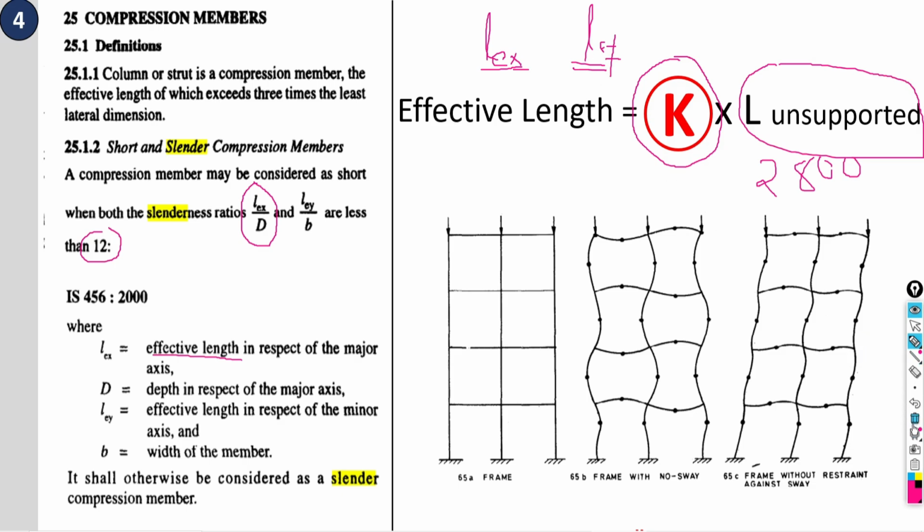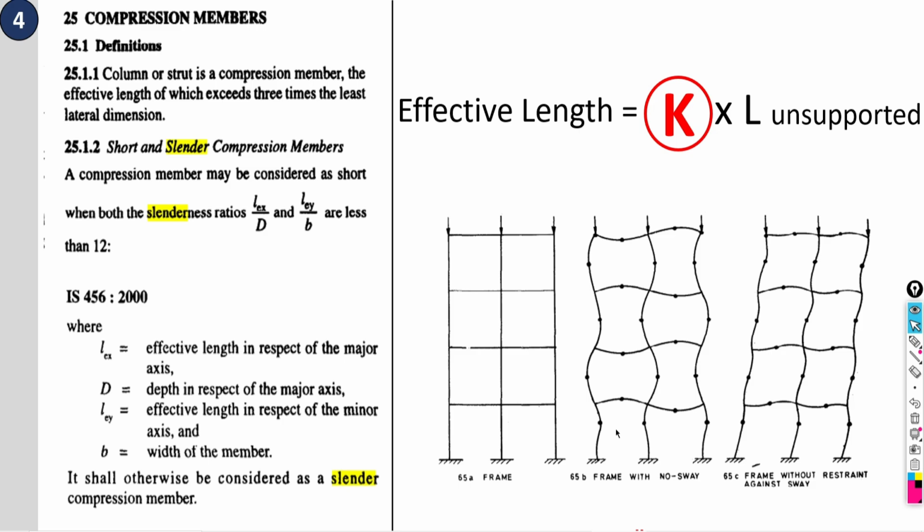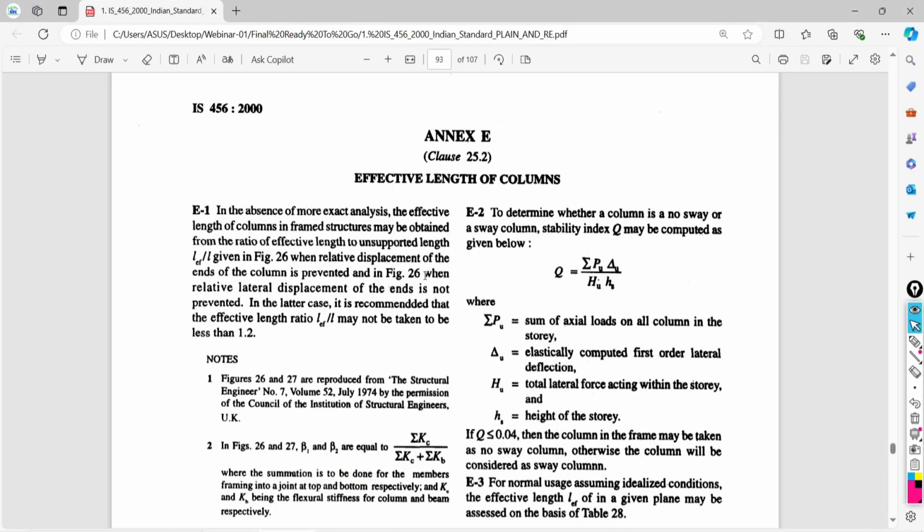So as of now, firstly I would like to clarify what a sway frame is and what a non-sway frame is. Why is it needed to discuss? Just see, if you go through IS 456 2000 Annexure E, it discusses how you can calculate the effective length of the column.